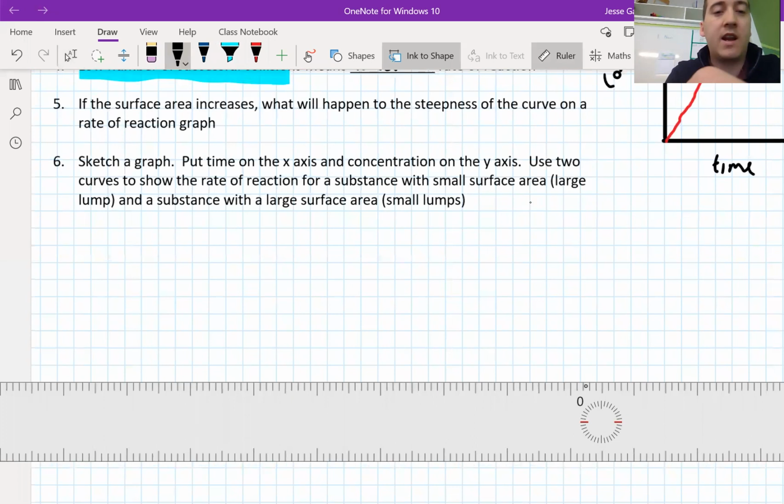Okay, just to clarify what the answer should be, we would say the curve is more steep, or the curve is steeper. The curve is more steep. Well done. If you said that, good job.